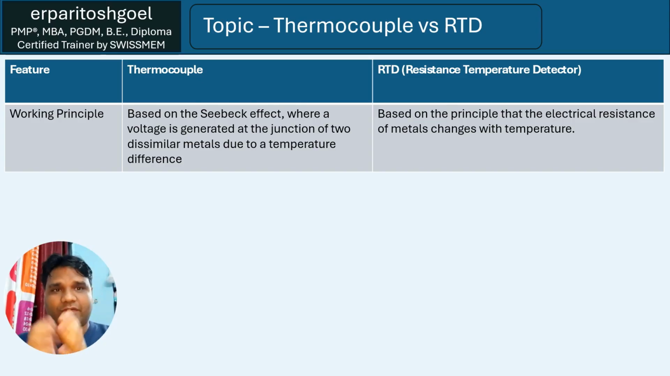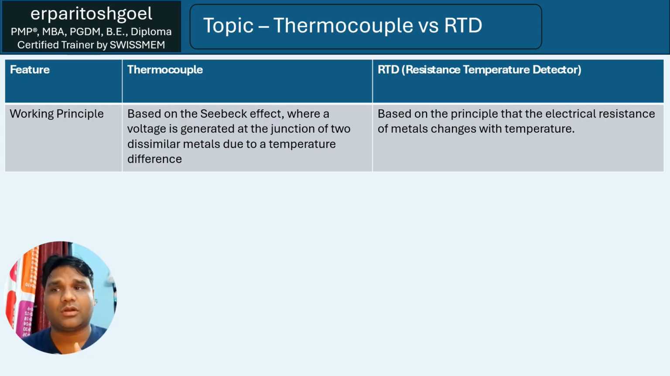The very first difference between thermocouple and RTD is the working principle. A thermocouple works on the Seebeck effect, which says that when two dissimilar metals are put together, one junction is formed of two dissimilar materials, and they are exposed to a temperature, then a potential difference is produced because of the temperature difference, right?